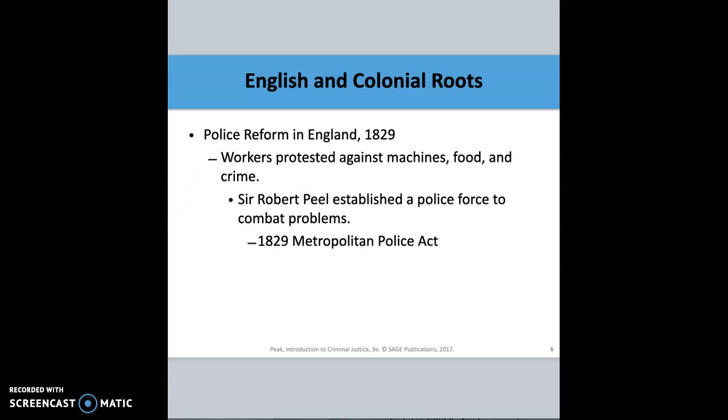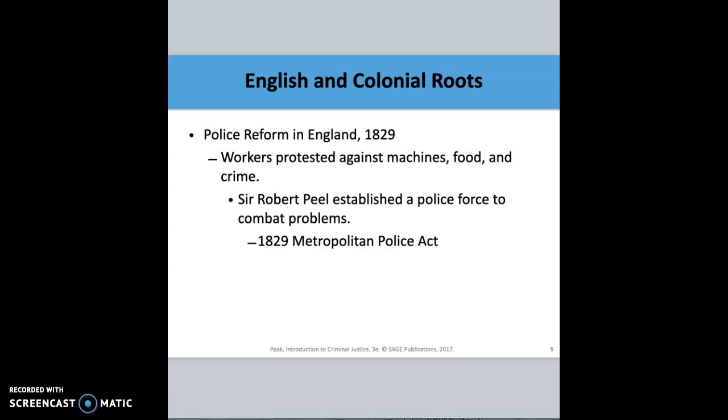The police reform in England began in about 1829, and this is where we get into Sir Robert Peel. During that period of time, workers protested against new machines, food riots, and an ongoing increase in crime. A lot of this was a result of industrialization. So we began to see much increase in worker violence and protests, general disturbance of the peace type issues. And the task was given to Sir Robert Peel to establish a police force to combat these problems.